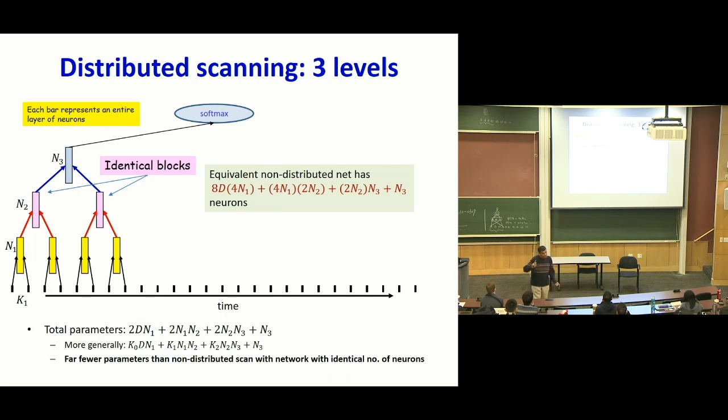Consider the total number of neurons. The total number of neurons over here is going to be 4 times N1, right? Each of them connecting to 8, so 8D times 4 times N1. This is looking at 2 times N2, so 2N2 is connecting to 4N1, right? This is looking at N3 connecting to 2 times N2, because I have 2 N2 bars. So the corresponding non-distributed network is going to have these many parameters.